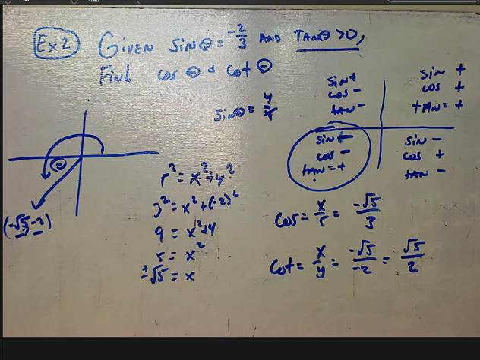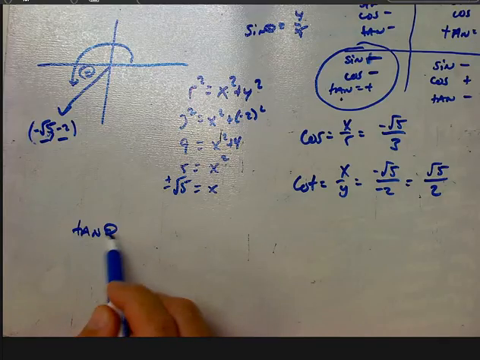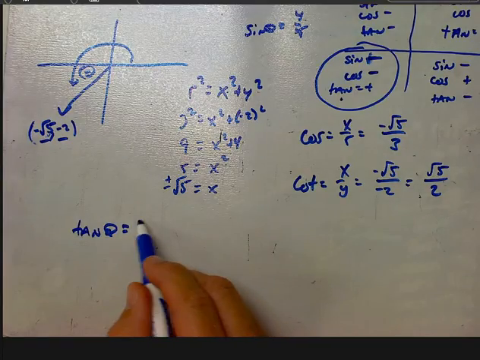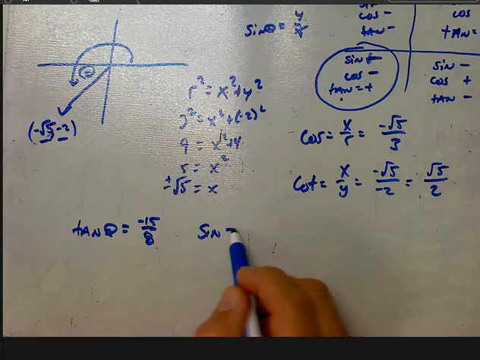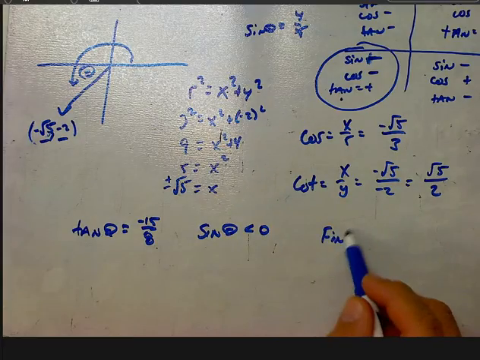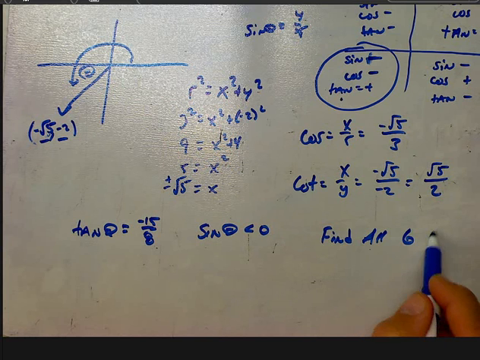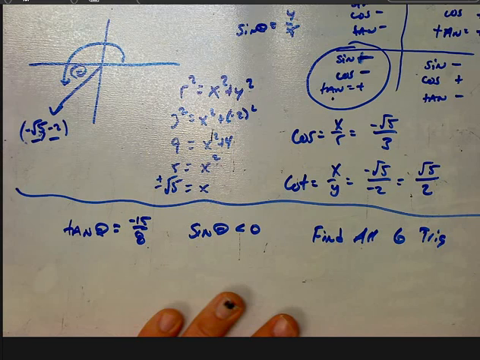Okay? Go ahead and try the one in your book that says tangent of theta equals negative 15/8, and where the sine of theta is less than 0, and we want you to see if you can find the other trig functions. Press pause, come back, see if you got it right.